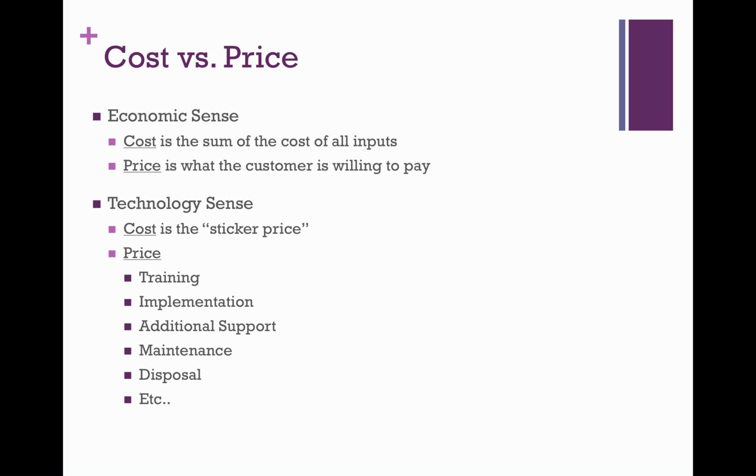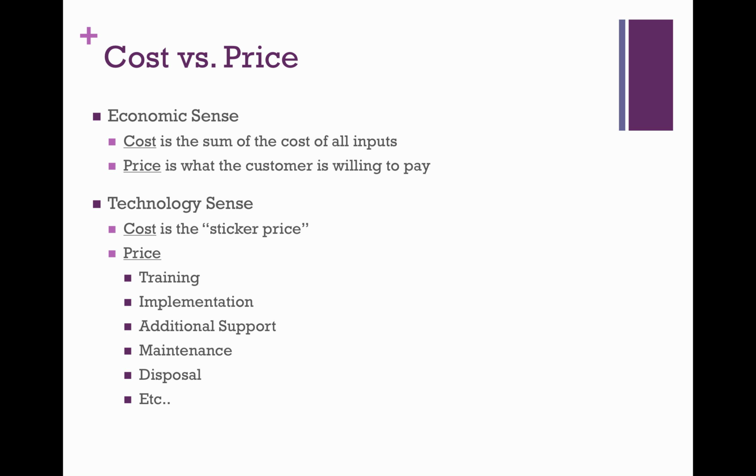So in an economic sense, cost is the sum of all our inputs. So the cost of making a vehicle is how much you have to pay the workers, how much you have to pay for all the parts, how much it costs to assemble, and so on. The price in the economic sense is how much the customer is going to pay. And in general, the price is going to be above cost, right? A Ford Explorer costs $30,000 to build, but they sell it for $45,000. $45,000 is the price.